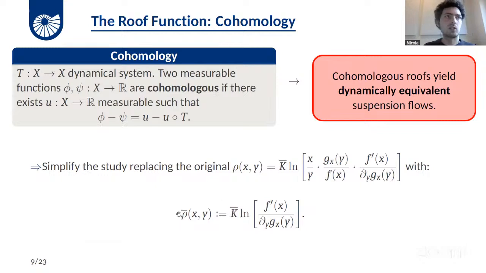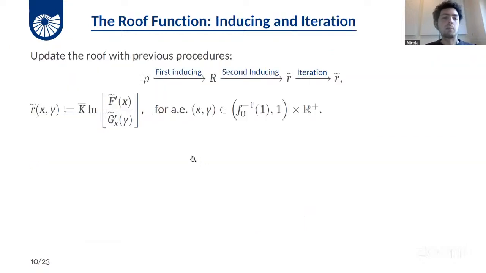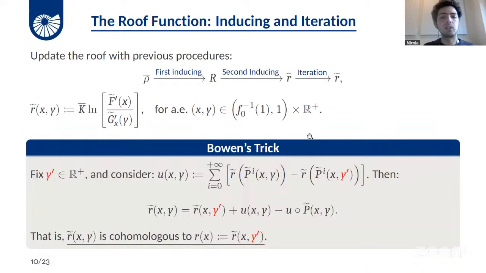Then remember that this function is defined on the original base system. That means that we have to update it following all the procedures: first inducing, second inducing, and then iteration. In the end, we obtain this R tilde, which depends both on the unstable and stable component. While the standard assumptions for the roof functions want us to have a roof function which only depends on the unstable component. Luckily, the so-called Bowen's trick comes to help, because we can define this series which yields a cohomology between R tilde and another function R, which only depends on X, because this Y prime is fixed.